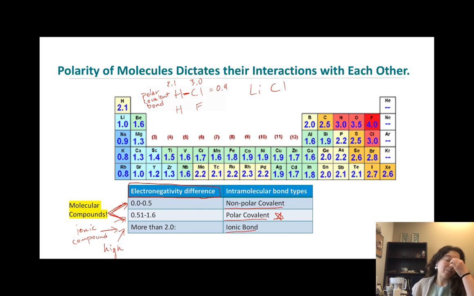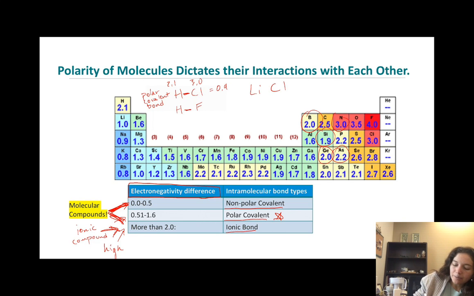A lot of you asked me, I think it was in topic 2 when we were naming things, what about the metalloids? Like in this area right here, these are metalloids. How do we know if it's an ionic compound or molecular compound? This is the answer to that. If you see an electronegativity difference that falls in this molecular compound range, it's a molecular compound. If you see an electronegativity difference in the ionic compound area, it's got ionic character. It has an ionic bond. And that's literally the only way we can tell.